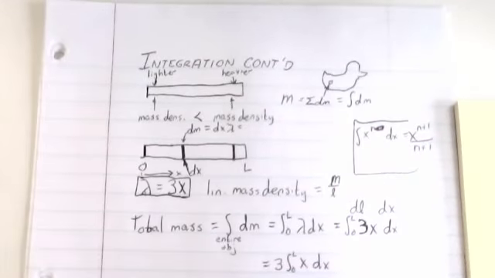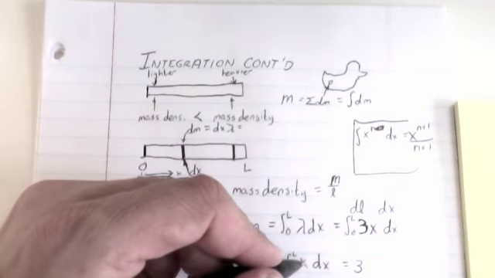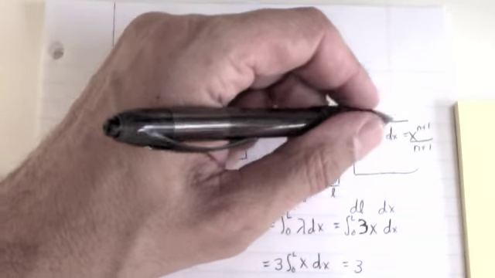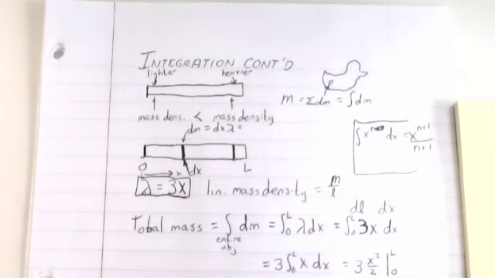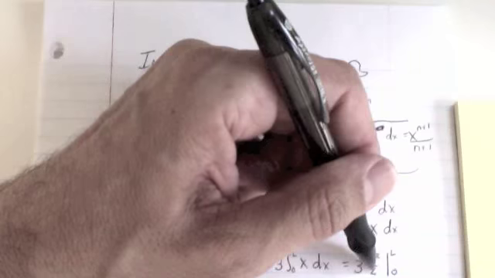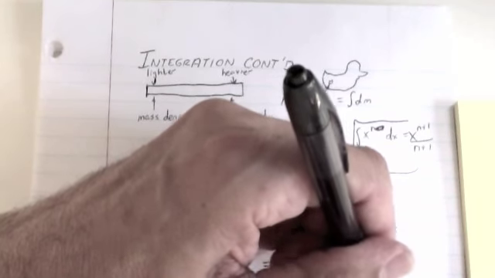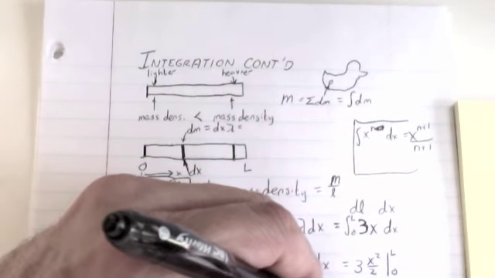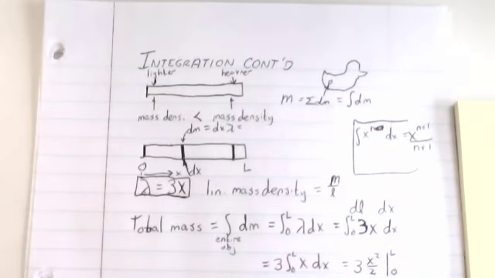So the integral of x dx is going to be x to the 1 in this case, x squared over 2. 3x squared over 2, evaluated again from 0 to L. I leave out my constants because I have a definite integral. Okay, so that's going to be 3L squared over 2 minus 3 times 0 squared over 2. And that just ends up being 3L squared over 2. So mass equals 3L squared over 2.